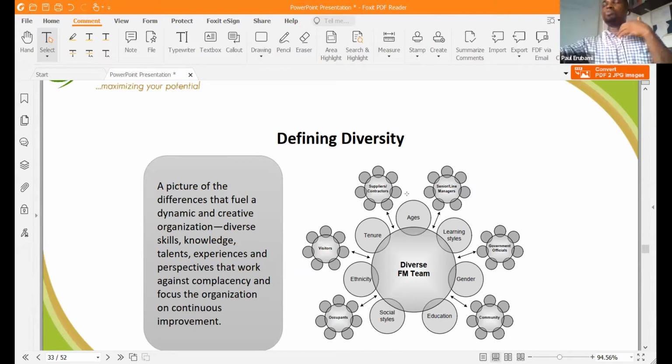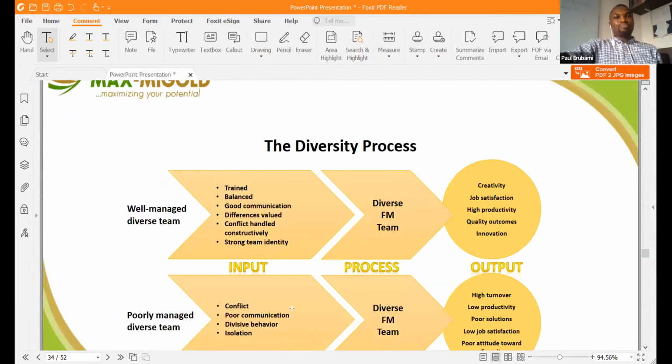The way an Igbo man will probably think about a problem will probably be different from the way Yoruba people will think about the same problem. So that gives us a rich approach to solving problems. It actually enhances and enriches our problem-solving approach. So it is very important for a facility manager to advocate for diversity in their teams.